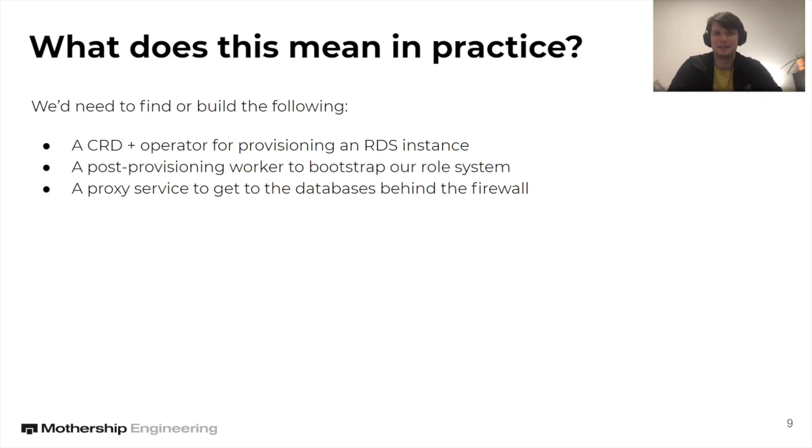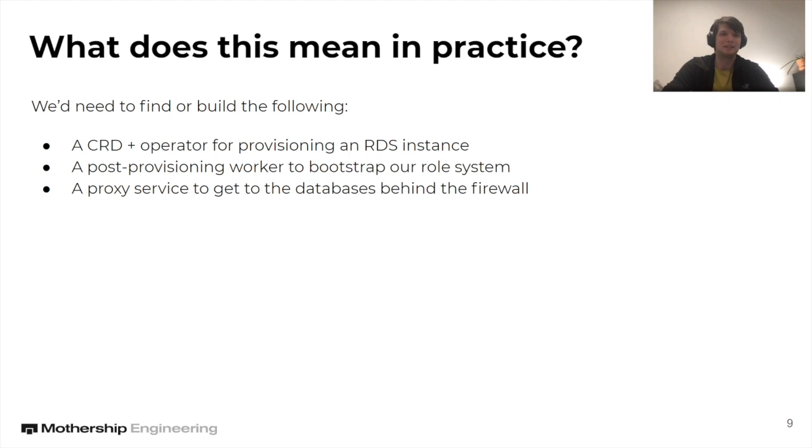In practice, this meant we needed a couple components. All of our apps were deployed via Helm charts, and spinning up a database with a CRD just felt natural, so we'd need an operator. Once the RDS instance was spun up, we'd need a worker process to bootstrap some common users and roles into the database, and spit secrets back into Kubernetes.